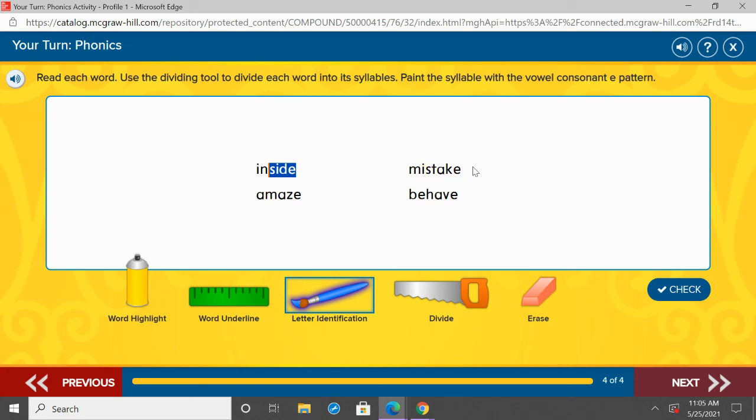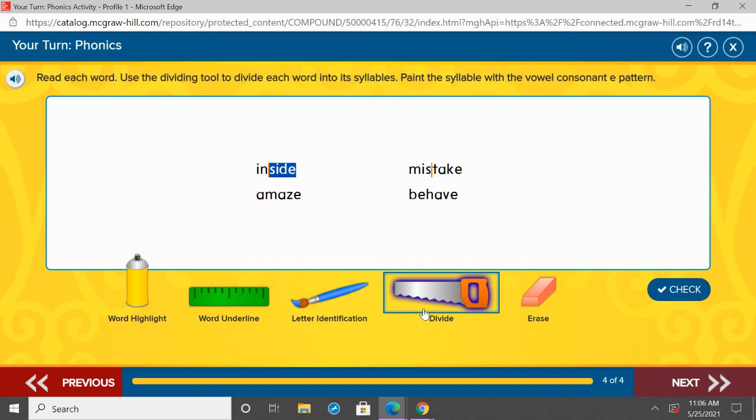All right, the last one we're going to do is mistake. So go ahead and split it up into its syllables, please. Where is that dividing line going to be? Mistake. So you should have divided it right here. Mistake.